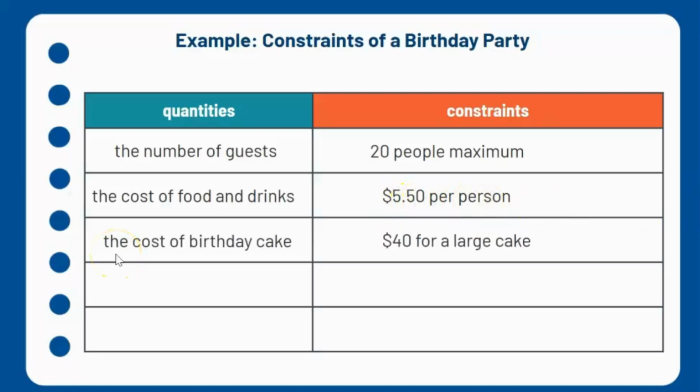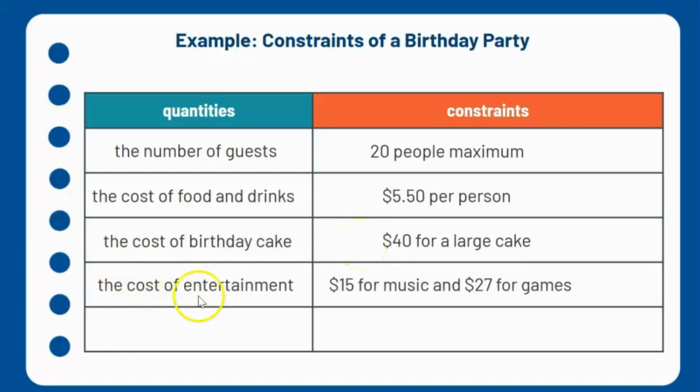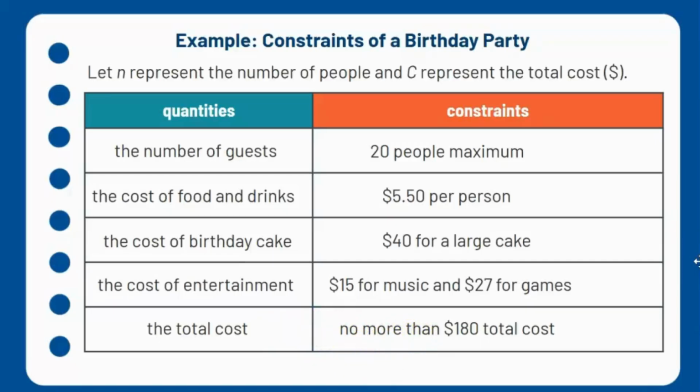The cost of the birthday cake is a fixed quantity. For this party, we know we'll need to buy only one cake, which will cost $40. The cost of the entertainment is also a fixed quantity. The host will need to spend a total of $15 for music and $27 for games, respectively. We must consider the total cost of the party. This constraint is no more than $180 for the total cost of the party. We can write expressions and inequalities using numbers and letters to express constraints. For this situation, let's let N represent the number of people and C represent the total cost in dollars.